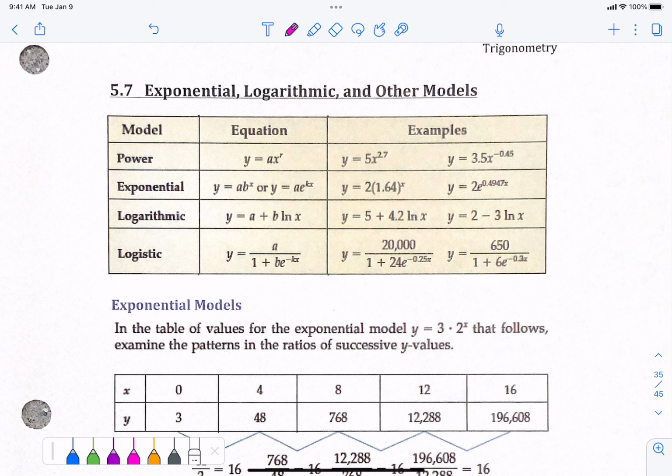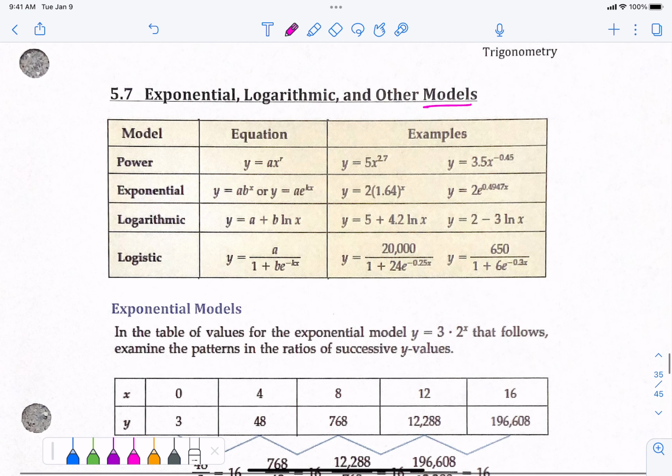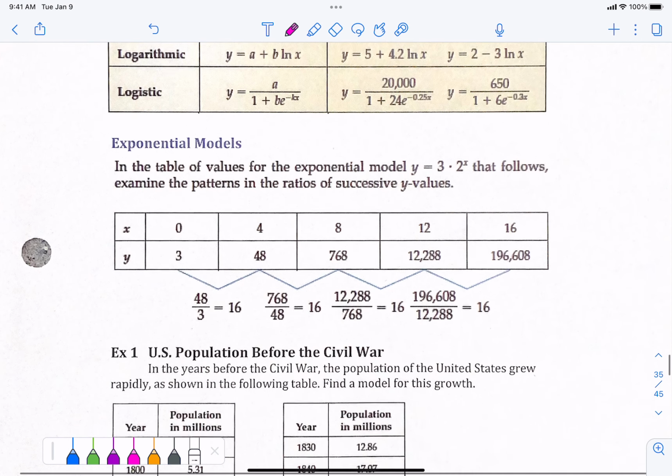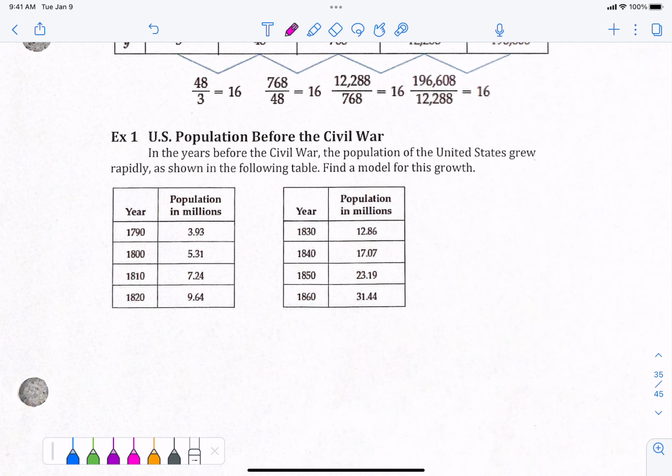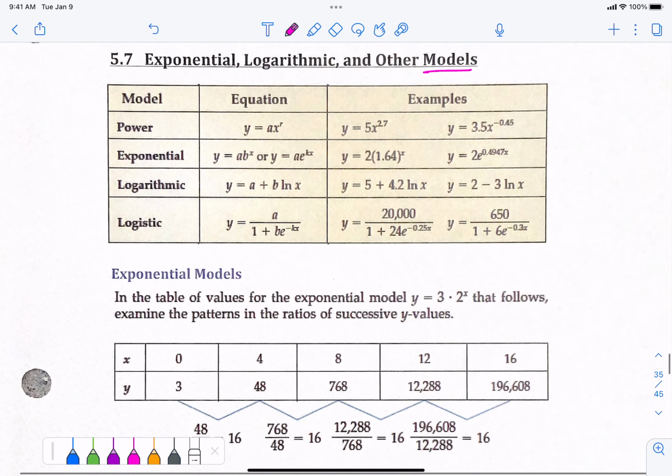This is going to be very similar to when we've done modeling functions before, like in your calculator, where you enter a bunch of data, like this table, into your calculator and you say, make me a cubic function. That's basically what we're doing today, okay?